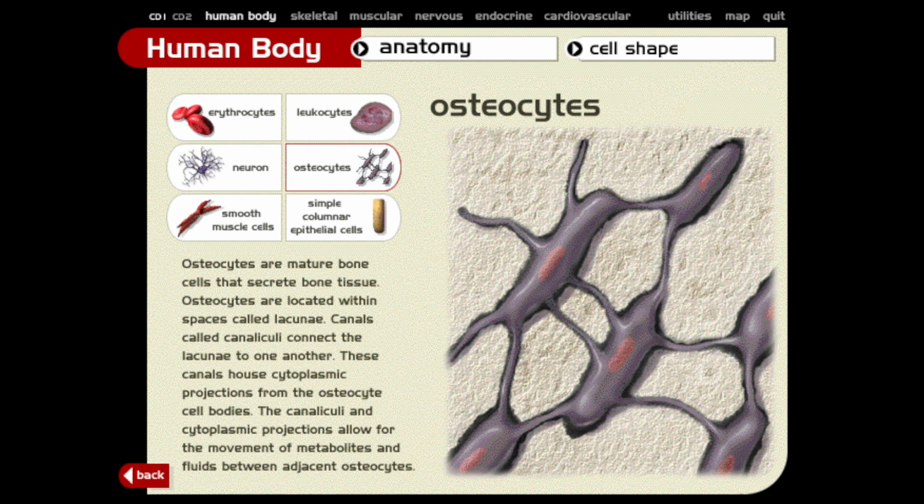Osteocytes are mature bone cells that secrete bone tissue. Osteocytes are located within spaces called lacunae. Canals called canaliculi connect the lacunae to one another. These canals house cytoplasmic projections from the osteocyte cell bodies. The canaliculi and cytoplasmic projections allow for the movement of metabolites and fluids between adjacent osteocytes.